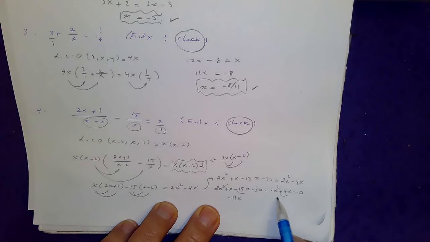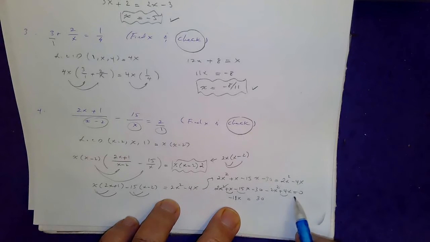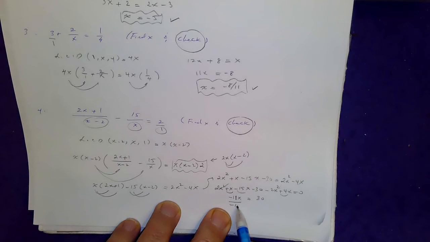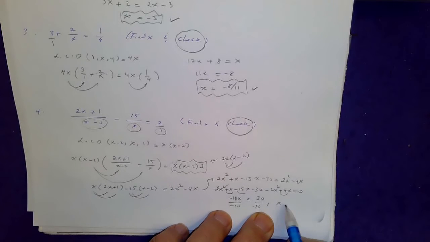And then let's see what else we got. Oh, we got an x here, so that would make it negative 10. So that's negative 10x. And then I'm going to add 30 to both sides, so that's positive 30 on that side. Divide both sides by negative 10. And lo and behold, x is equal to negative what?